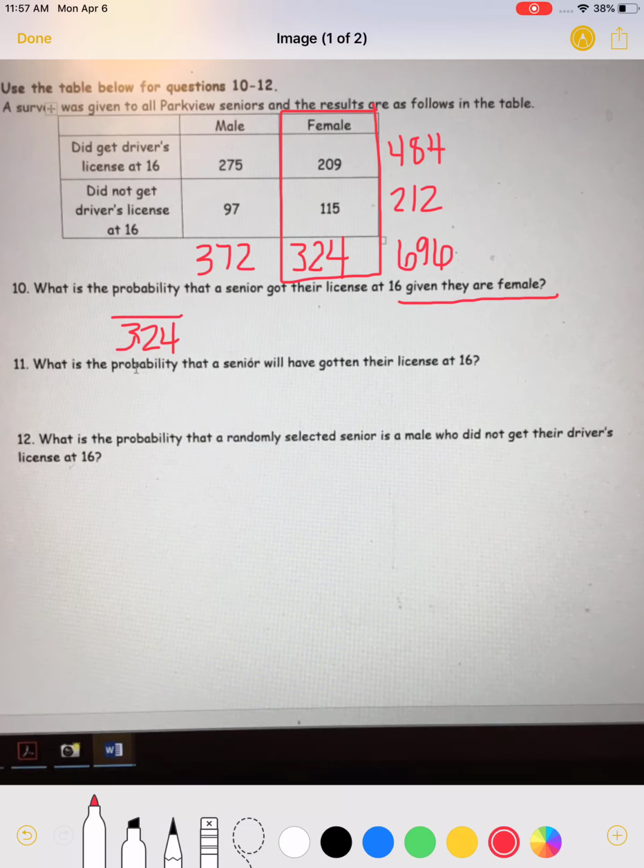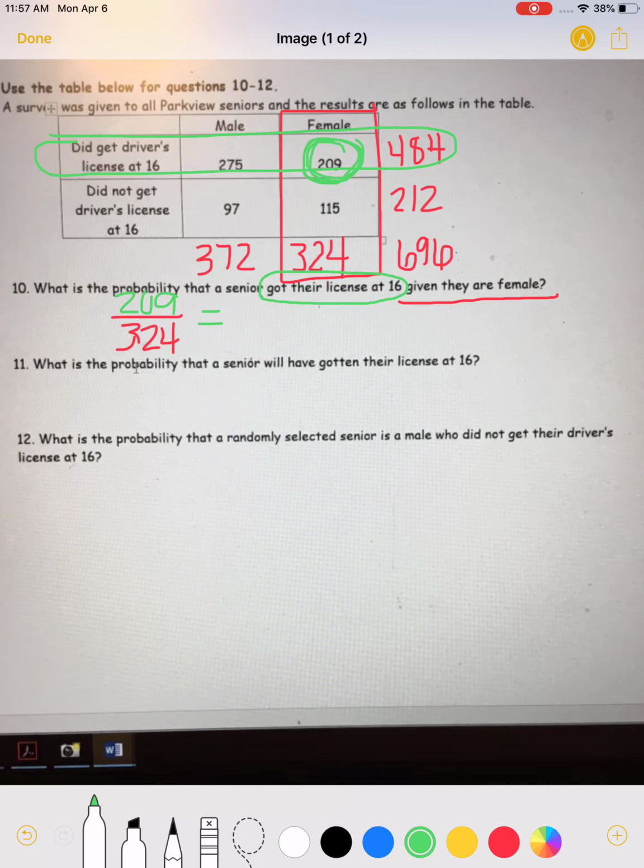Now, of those 324 females, they want to know the probability that they got their license at 16. So did get driver's license at 16. There's the row. How many females got their driver's license at 16? The overlap, 209. That's your numerator. So 209 out of 324. So we plug that in our calculator, 209, 324. We want to reduce it if we can, and we cannot.